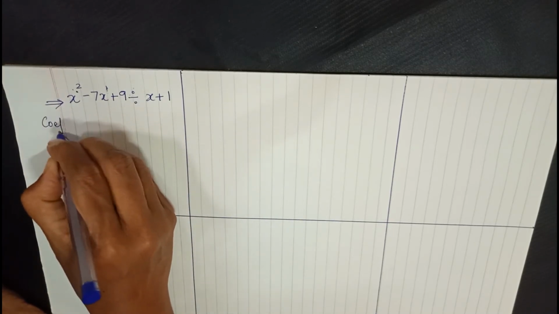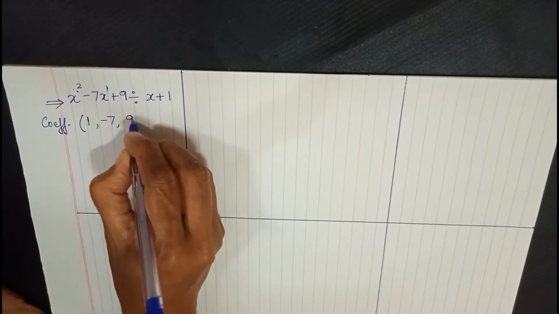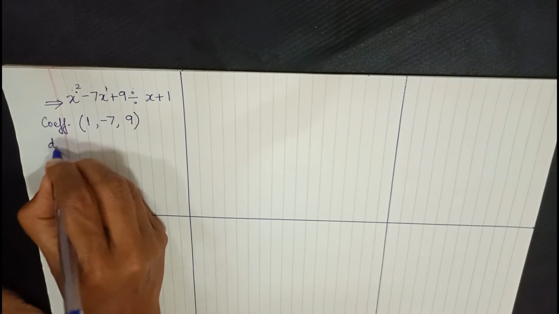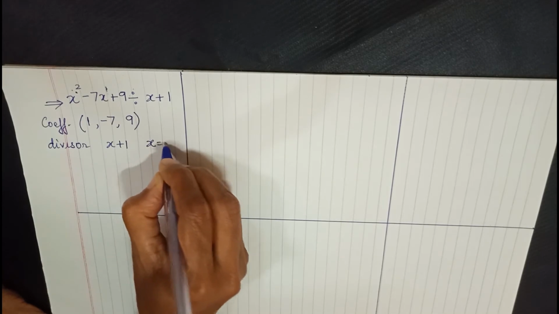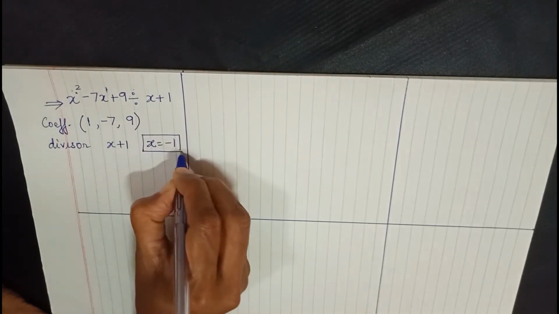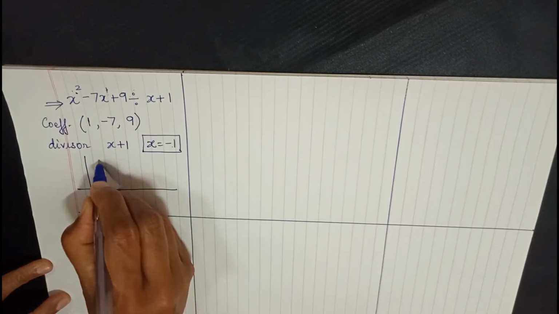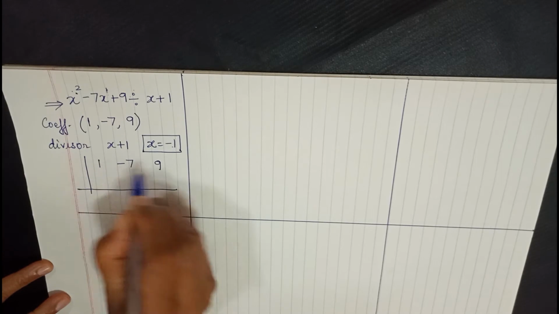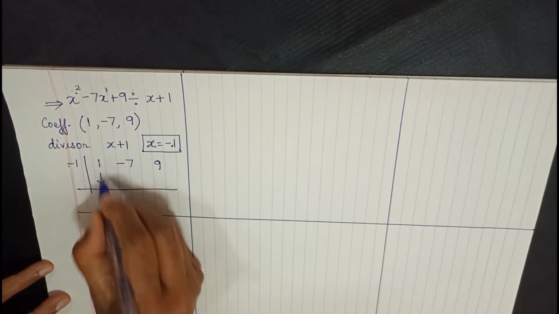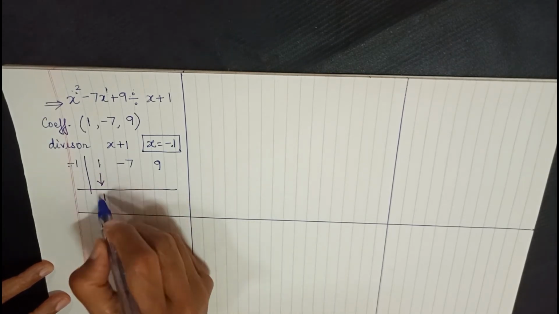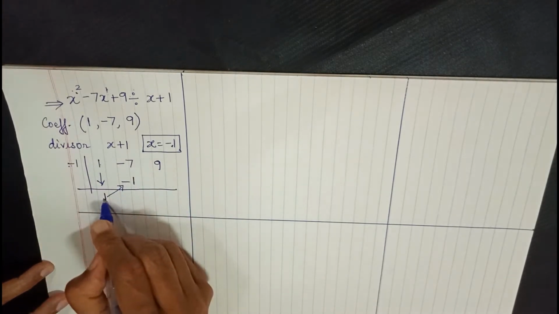Next we check whether all degrees are present or not. 2, 1 and 0. So all are present. So what we do next is we write the coefficient form, which is 1, minus 7 and 9. Next is the divisor. We know it is x plus 1. So we will take the value of x as minus 1, the opposite sign. And let's do the synthetic division now. So we write the coefficient form inside and minus 1 divisor outside.